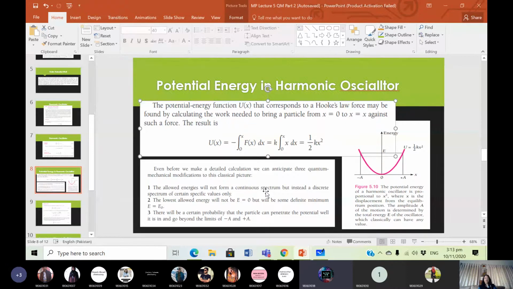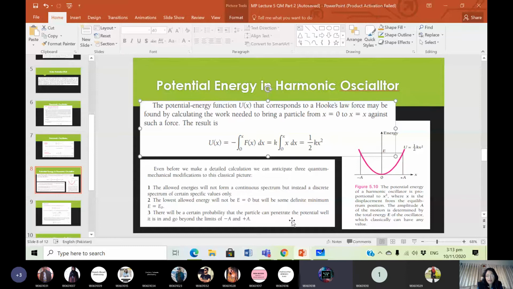Okay? ये हमारे पास classical mechanics में potential energy is going by a range of values. ठीक है? Range is taking continuous values. For the quantum mechanical case, the allowed energies will not form a continuous spectrum, but instead a discrete spectrum of certain specific energy values. The lowest allowed energy will not be E is 0, because obviously the lowest possible energy cannot be 0, right? It has some kinetic energy, it has some potential energy. So then E is equal to E naught will be the lowest energy. It will not be 0.